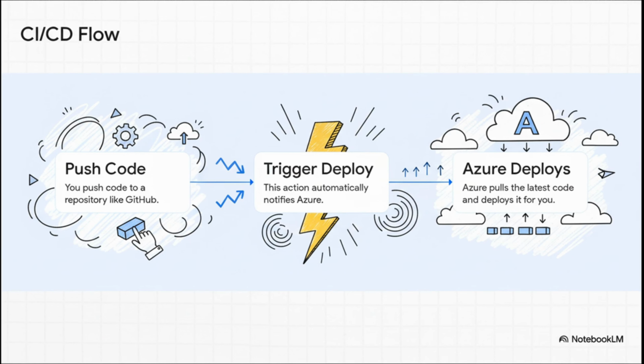It's beautiful in its simplicity. You, the developer, just push your code to a place like GitHub. That simple action sends an automatic signal to Azure. Azure then wakes up, pulls that new code, and deploys it for you. This completely removes the chance for human error and lets developers get back to building features.